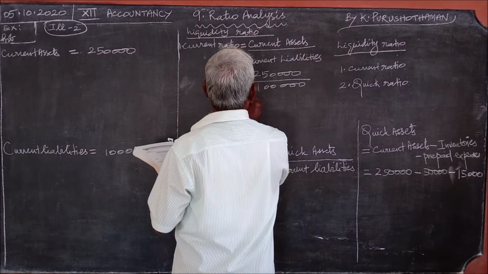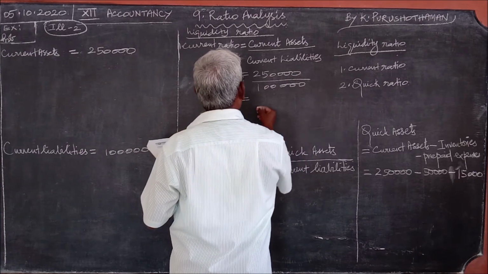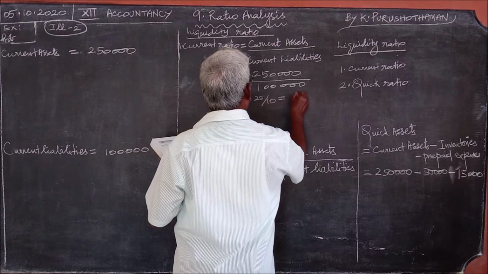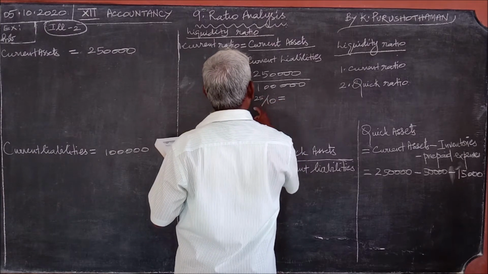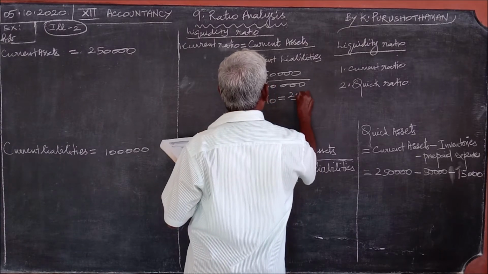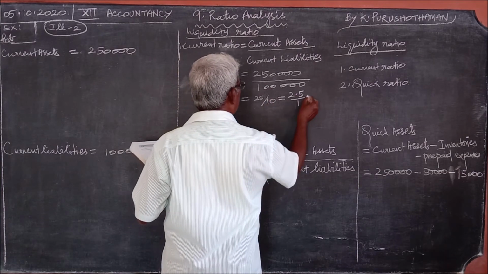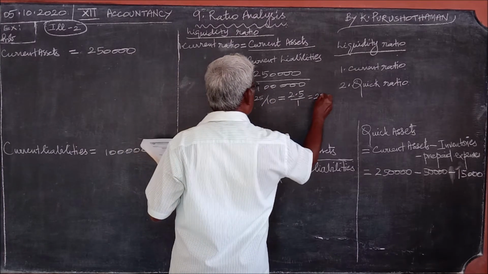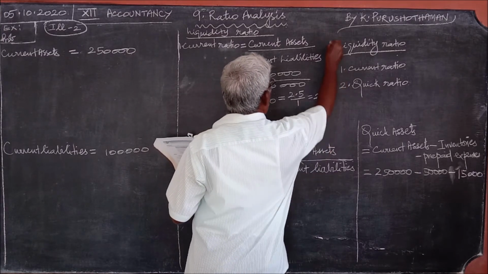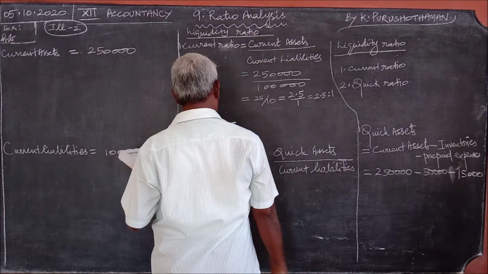And what should be the current ratio? You cancel this, 4 zeros cancel, 25 by 10, which is equal to, you divide both numerator and the denominator, we will get 2.5 by 1. That is 25 by 10, 2.5, 10 by 10, 1. This can be written in the form of ratio 2.5:1. This is the current ratio.